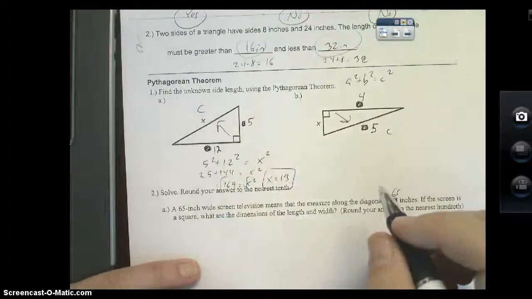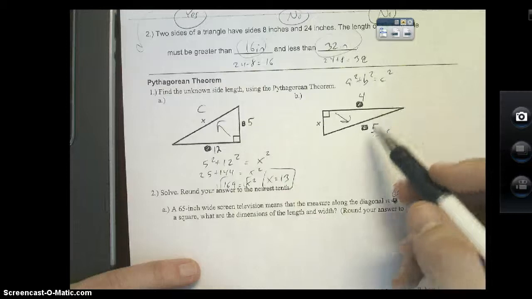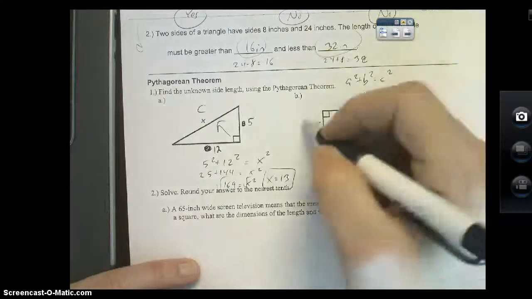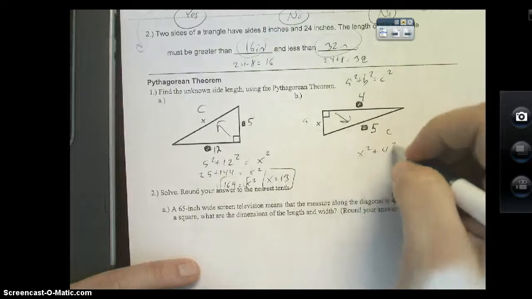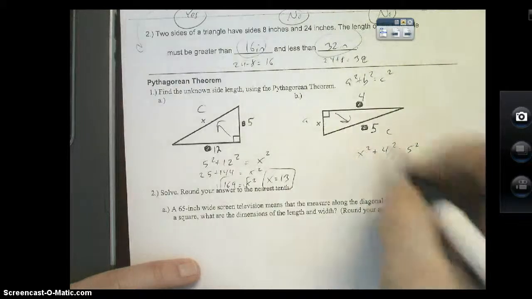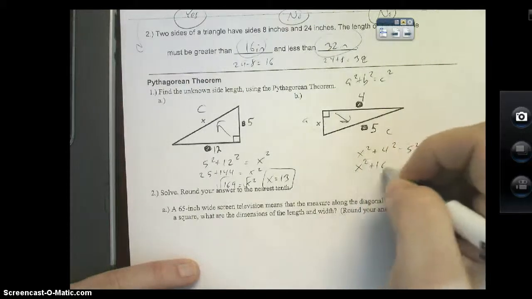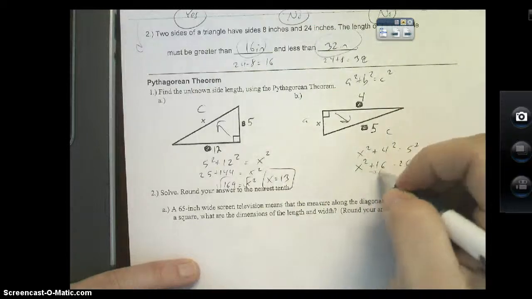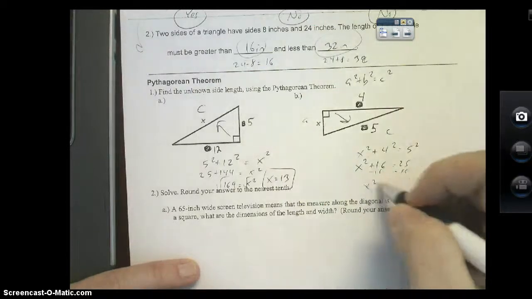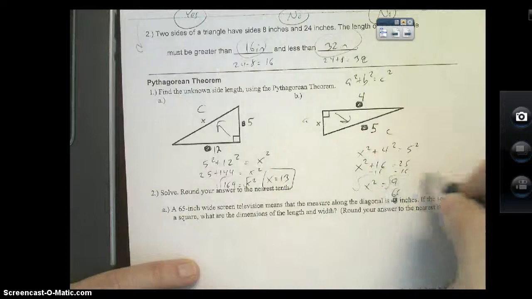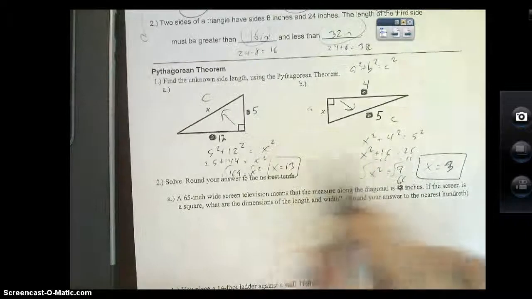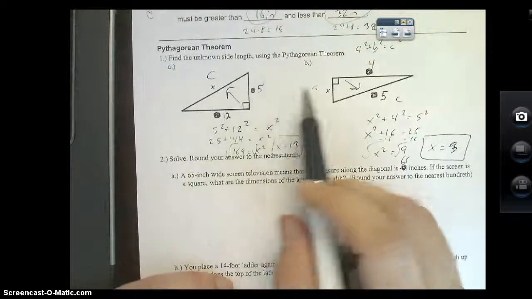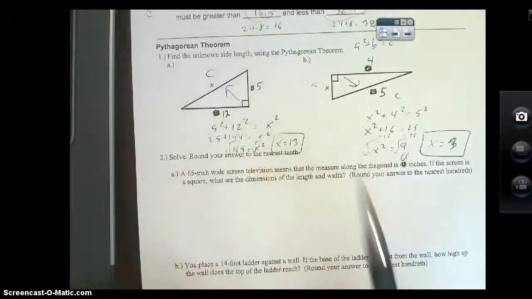X equals 13. Alright. Over here, it mixes up just a little bit. Here, this is no longer your c. It's now like your a or your b. So x squared plus 4 squared equals 5 squared. 16 and 25. Subtract it over. It's the extra step here. Square root both sides. X equals 3. Alright? Good. These are the only 2 types that you could possibly see, again, where x is one of your legs or when x is your hypotenuse.